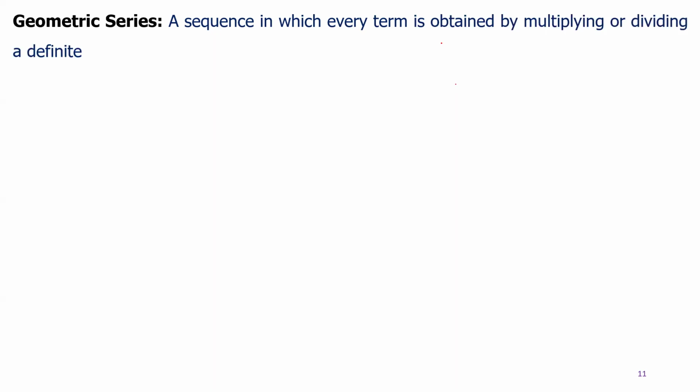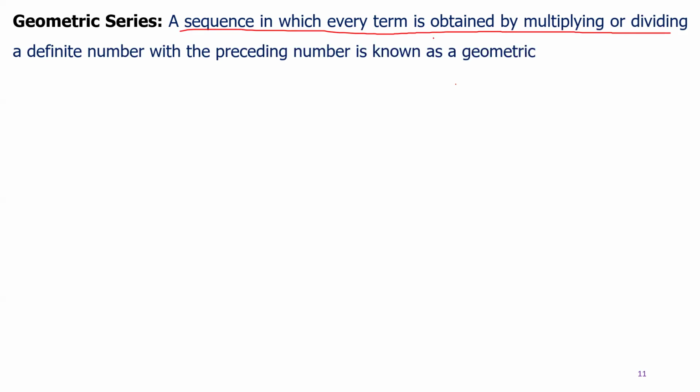Let us see what is the meaning of geometric series. What is its property? A sequence in which every term is obtained by multiplying or dividing a definite number with the preceding number is known as geometric series. So any sequence, we can also say that it is a series.